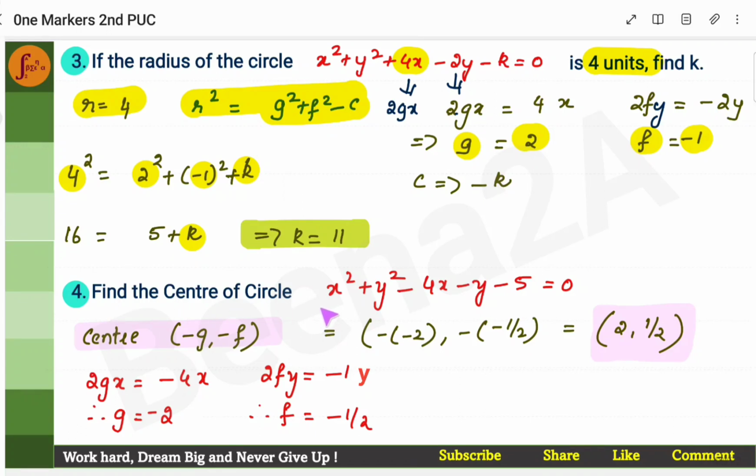Next one, find the center of circle. Now this is where it's important. What is the center of the circle represented as? Minus g, minus f.